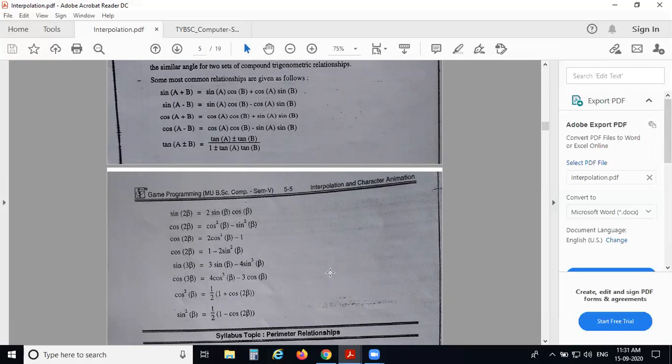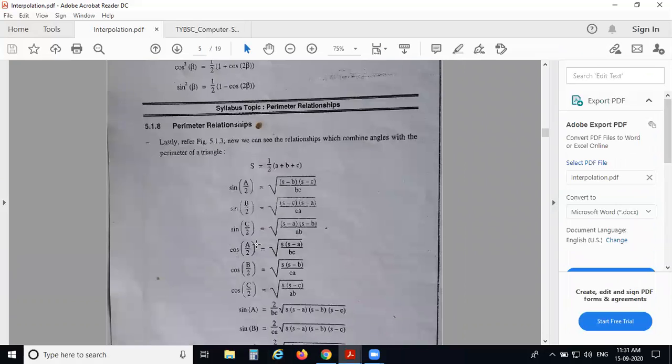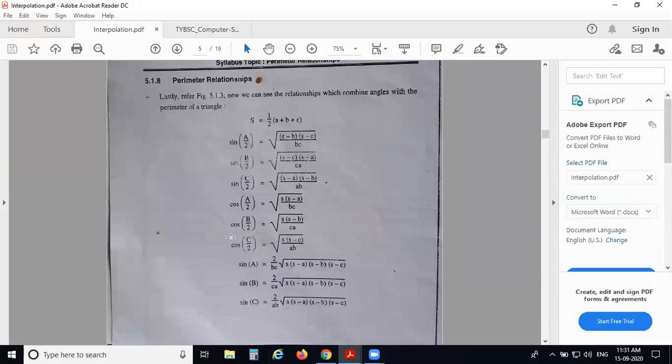Okay, so these are the compound angles. Then the next point is perimeter relationships. Okay, so now we can study the relationship which combines angles with the perimeter of a triangle. Okay, so where S is equal to 1 upon 2 into A plus B plus C, then sin A divided by 2 is equal to square root of S minus B into S minus C divided by BC.